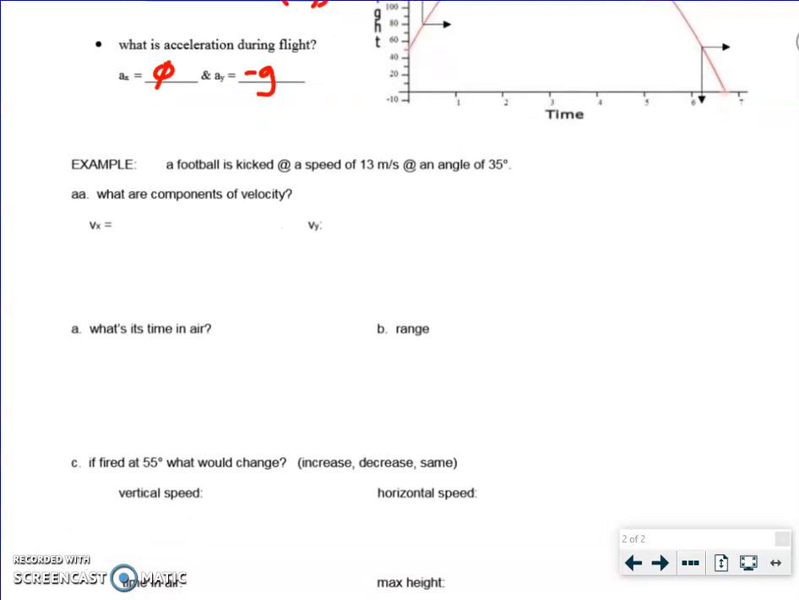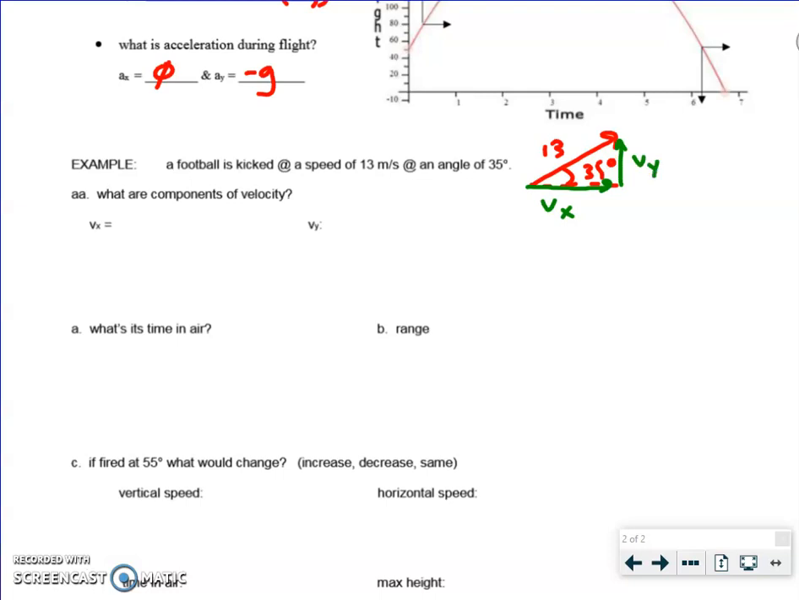So we can then do an example problem. Let's say I kick a football at a speed of 13, at an angle of 35. All right, what are the components of the velocity? You should be able to draw those. So I would draw it and make a right angle. So there's my Vx, and there is my Vy. Now I can do SOHCAHTOA.